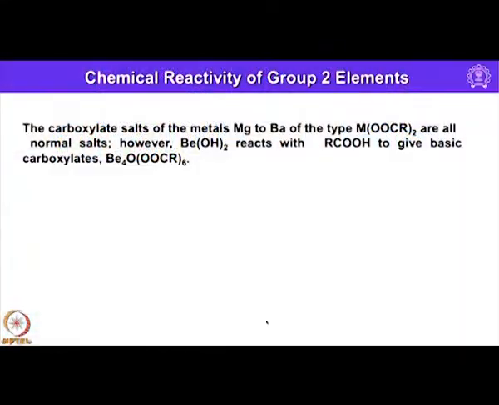So, this basic beryllium acetate is a colorless sublimable molecular compound. It is soluble in chloroform, from which it can even be recrystallized. I am showing in the next slide the structure of this one. You can see here. So, in this one it is very clear.